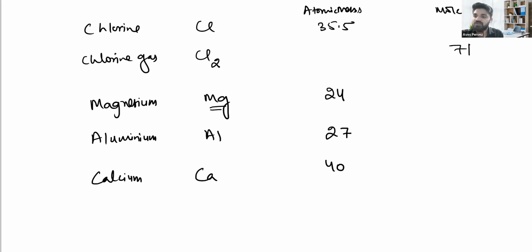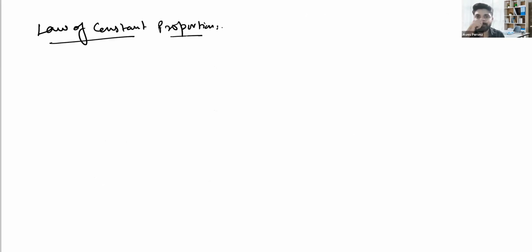Okay, so let's move further. Now, what does the law of constant proportion say? I have written this one previously. It says that in a chemical compound, elements combine together in a fixed ratio by mass.